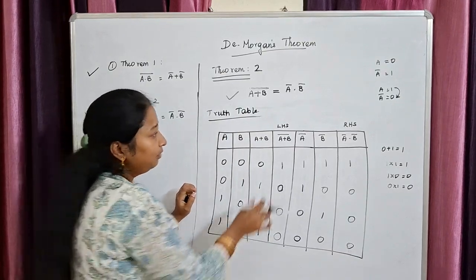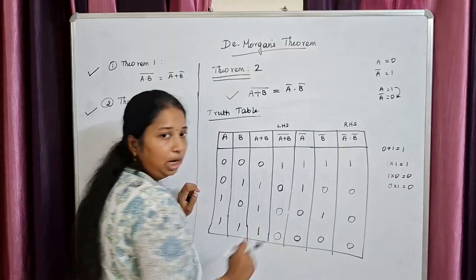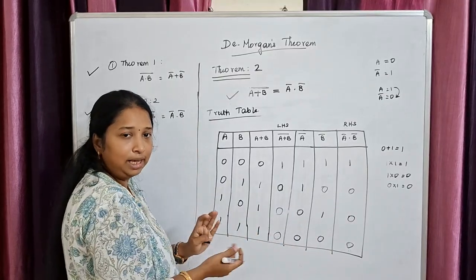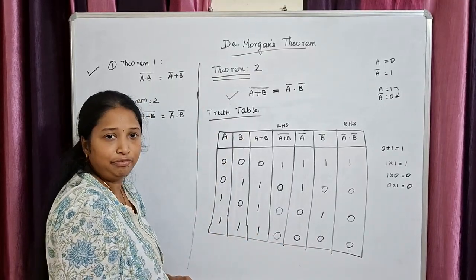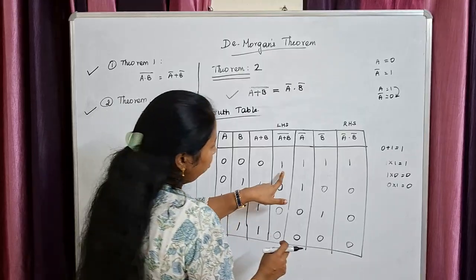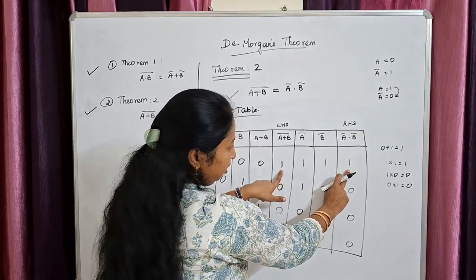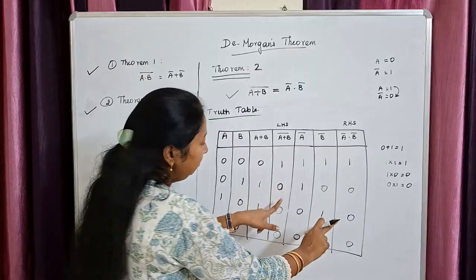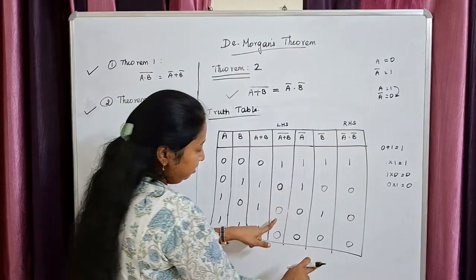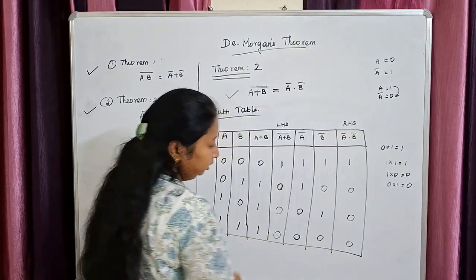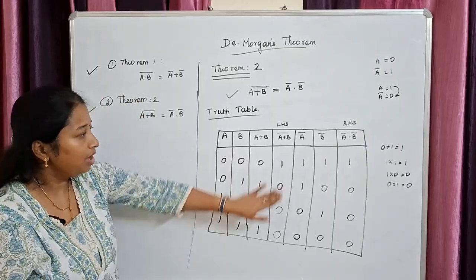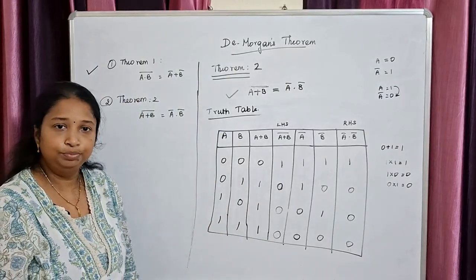Clear? Now check whether your LHS is equal to your RHS. If both are same, then your theorem is verified. Fine. Now check both the terms, LHS and RHS. The first term is 1 and 1, both are same. Here it is 0 and 0, same. 0 and 0, same. It means we have proved our theorem 2.